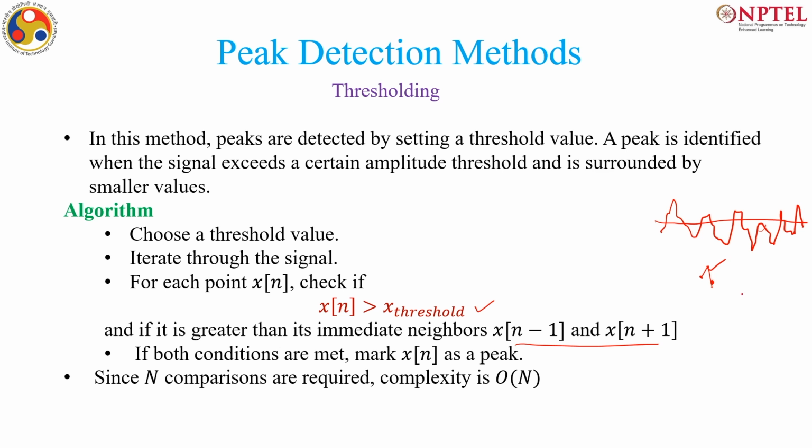So, there can be a lot of spurious peaks in the lower end of the signal. These peaks will not be detected if we are using a simple thresholding method. There are n comparisons, because you first compare with the threshold and you compare with the previous and the upcoming sample. So, the complexity will be O of n.